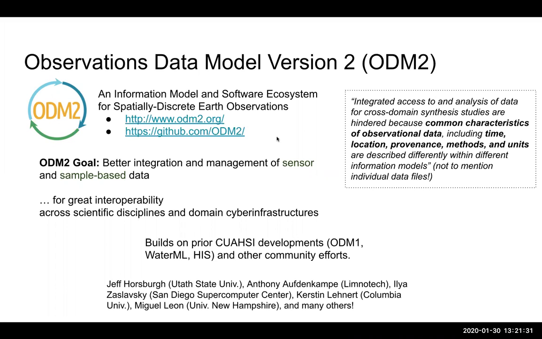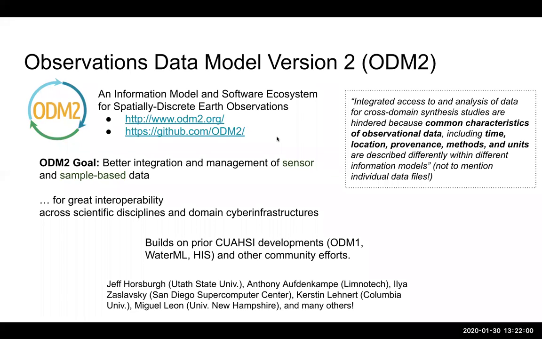I've been involved for the last several years, 8 years or so, in the development of a system and collection of tools called the Observations Data Model version 2, or ODM2, with a number of colleagues. You can see below some of the core leads, and many people have contributed to this in one way or another, including the next speaker, Amber.